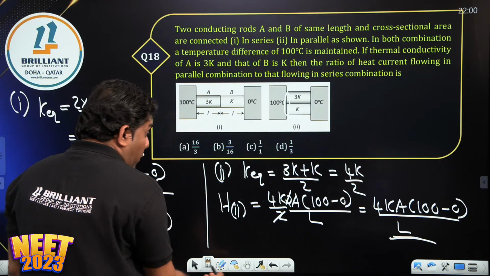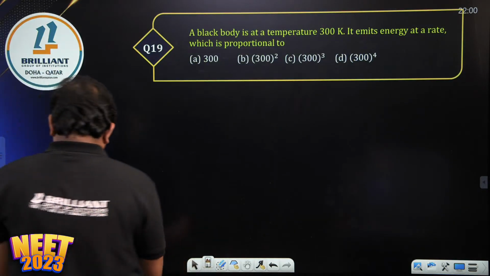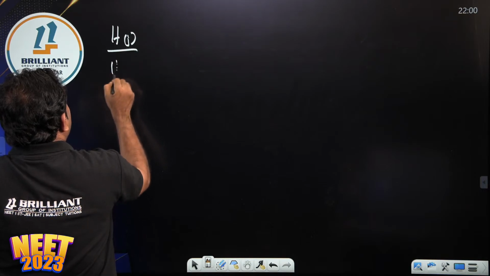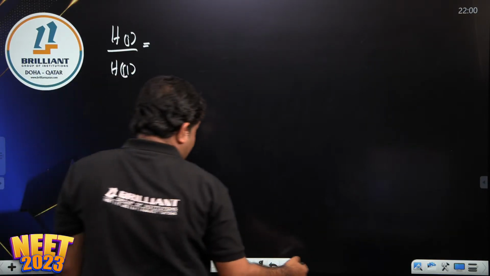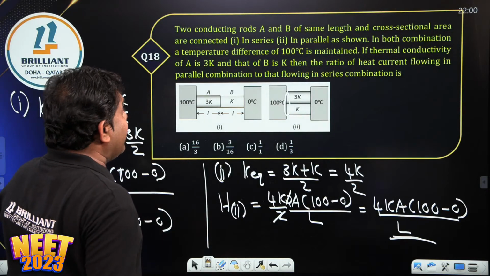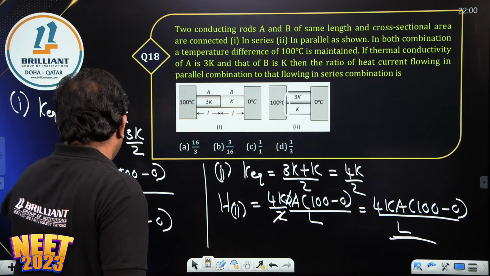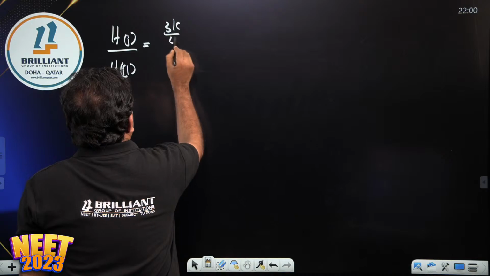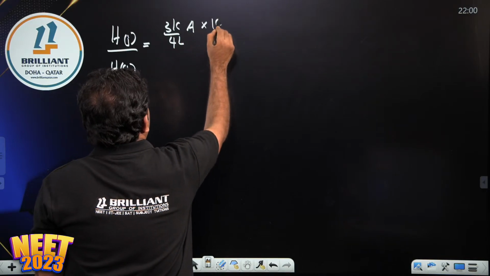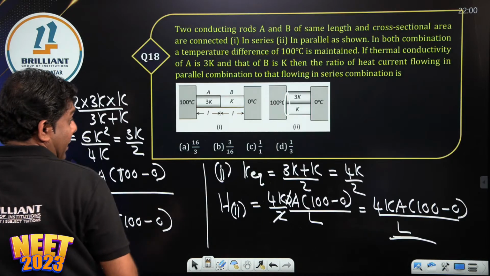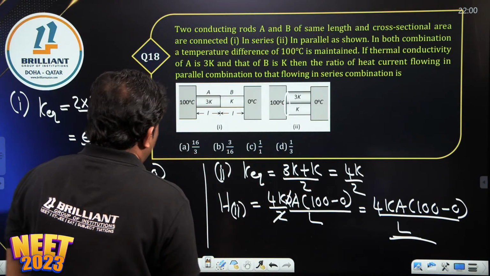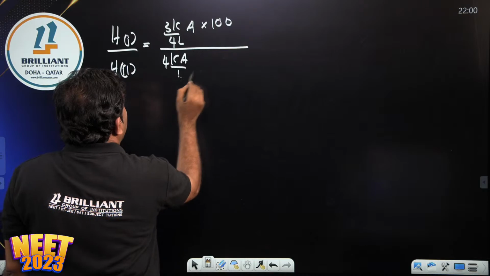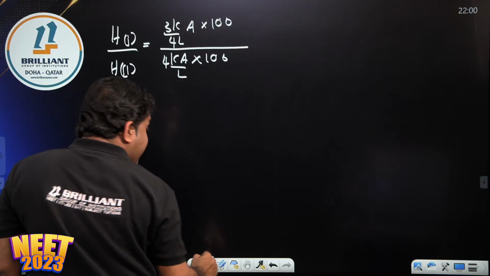Now we are taking the ratio for this. Suppose we are considering the picture correctly. Please see, look. H1 divided by H2 is equal to, what is the H1 formula there? H1 we calculated as 3K/4L into A into (100 minus 0). So I am writing 3K/4L into A into (100 minus 0), divided by 4KA/L into 100. So you can cancel the similar terms here.